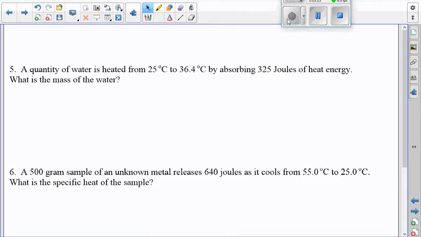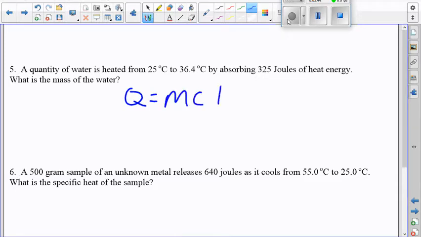With this one right here, I'm just going to do the setup. I'm not going to finish it off. A quantity of water is heated from 25 to 36.4. It absorbs that many joules. What is the mass of the water? If I'm setting this up, remember Q equals, what is it? Q equals MC delta T. So I got a Q, that's 325 joules. My M is, I don't know, because it says a quantity of water. I don't know how much water I have.